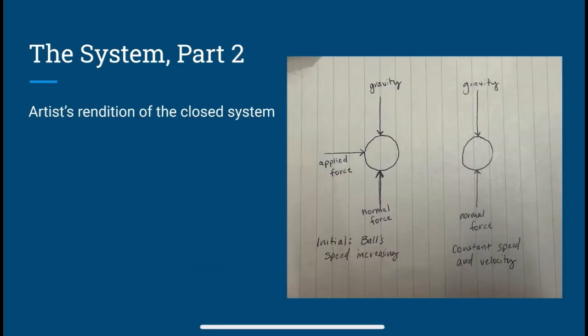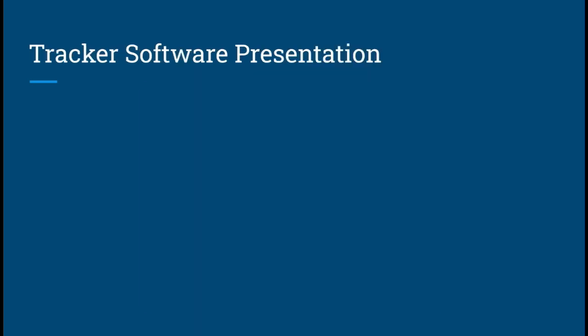So the system sort of works like this. I've provided some hand-drawn diagrams here. The diagram on the left is the initial push, the initial applied force, where the ball's speed is increasing, and then the diagram on the right shows gravity and normal force acting upon each other, and that net force becoming 0 when the ball is moving at a constant speed and velocity.